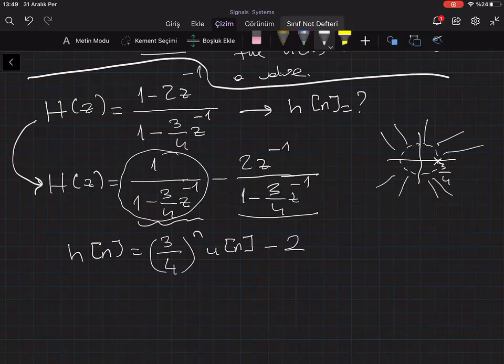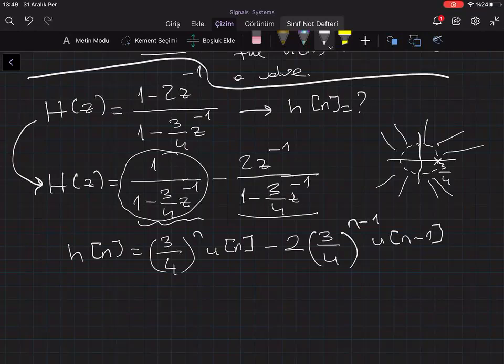And, two times 3 over 4 to the power n, u of n, u of minus n minus 1. Is this something that you said, or did I write something else? Maybe I am wrong, hocam.